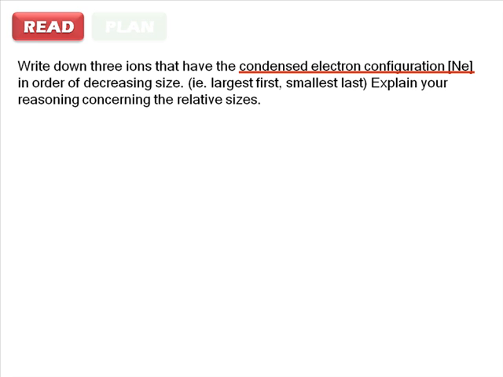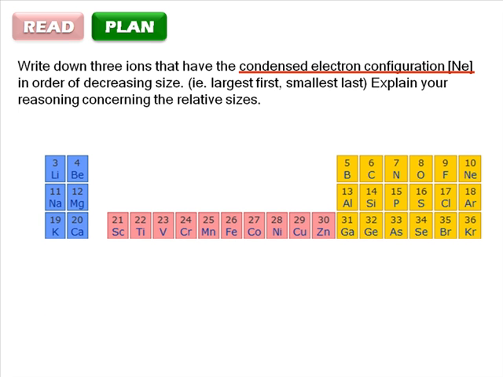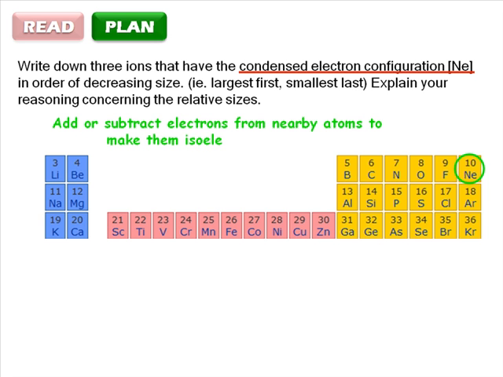Our plan for this problem should start with pulling out the periodic table and locating neon. We'll have to add or subtract electrons from nearby atoms to make ions that are isoelectronic with neon. Once we have our ions, we'll need to recall any trends we know for ionic radius so that we can arrange the ions from largest to smallest and explain our reasoning. Now we can solve the problem.